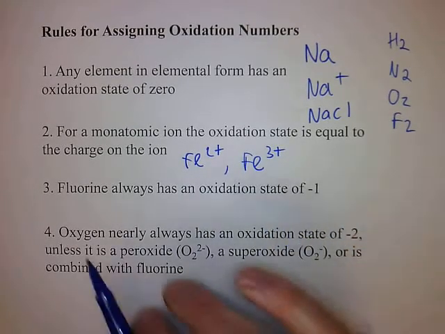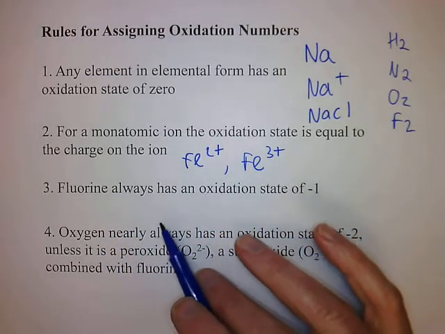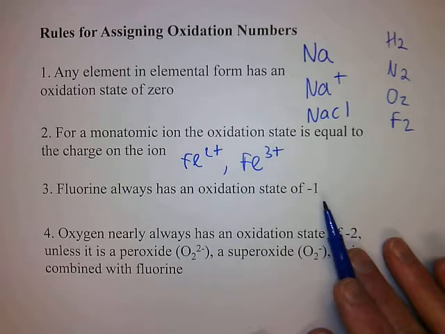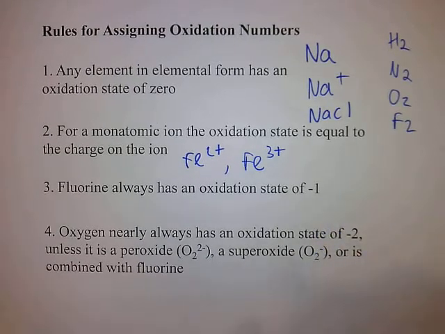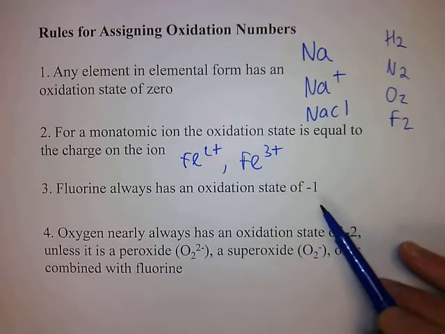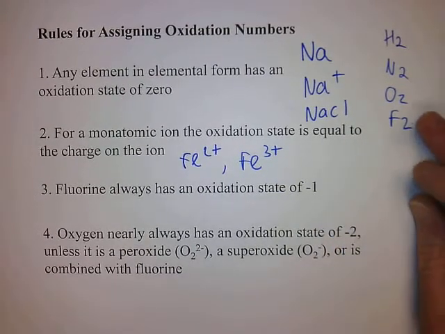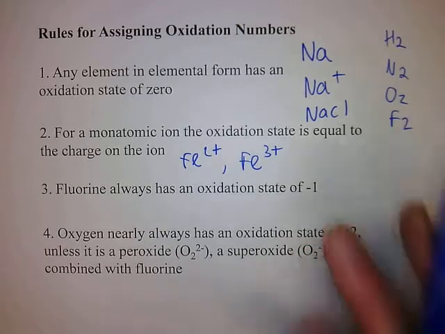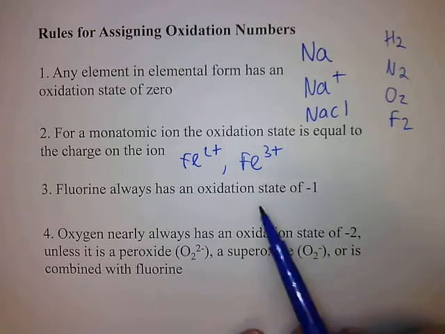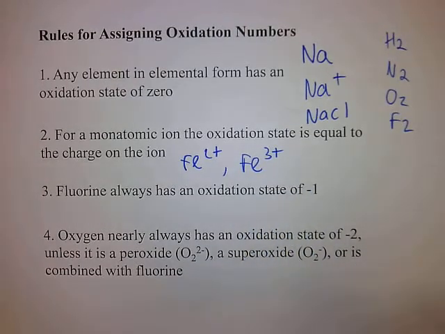Now, fluorine in its compounds always has an oxidation state of -1. There are very few things that we can teach you in chemistry without also having to teach an exception. There are no exceptions to this rule. In a compound, I'm not talking about elemental form, I'm talking about fluorine combined with something else, fluorine will always have an oxidation state of -1.